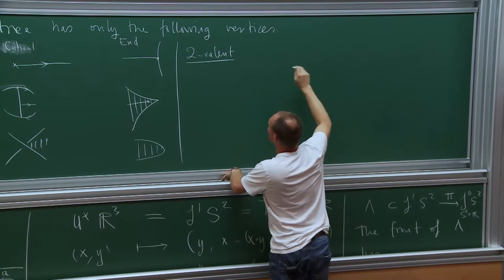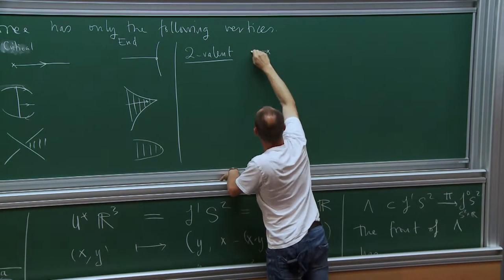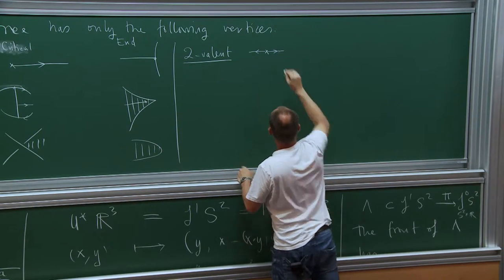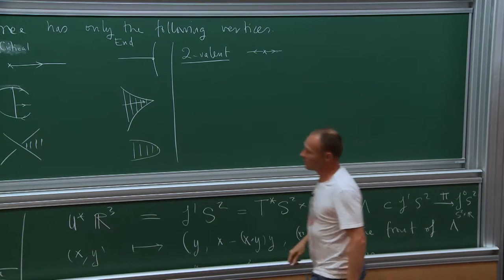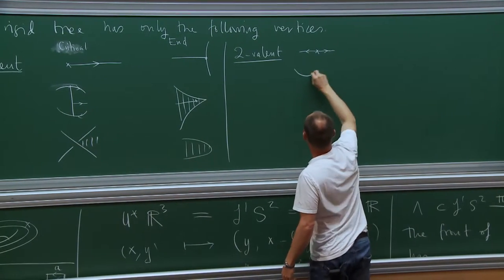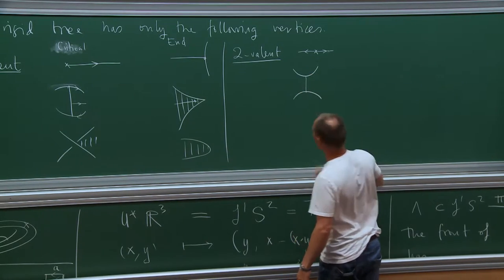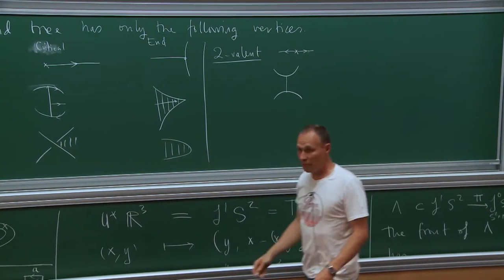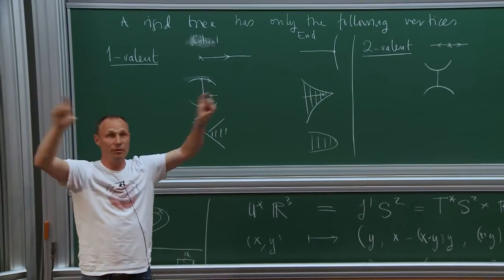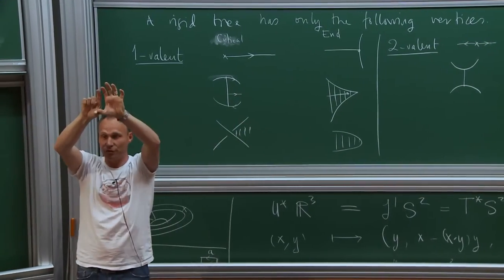So again, I have two valent critical points. That's in some sense a special case of this, when I want to have, for example, a positive puncture at a minimum. Then I would try to flow out of this minimum, but I cannot. It's just constant flow, right? It doesn't flow out.